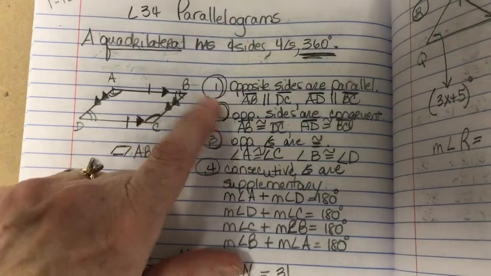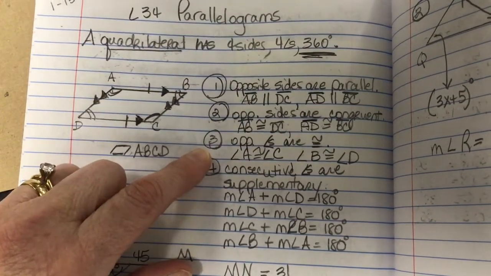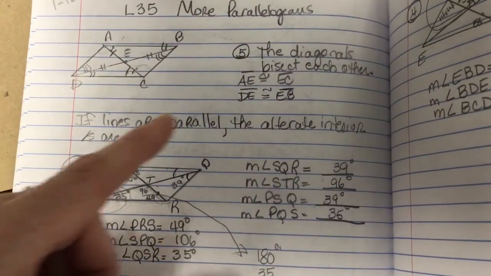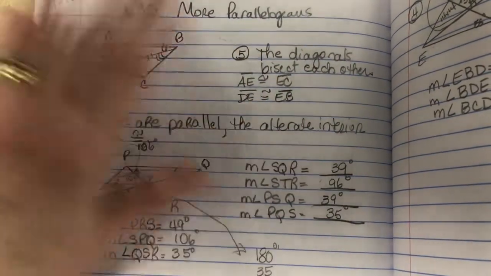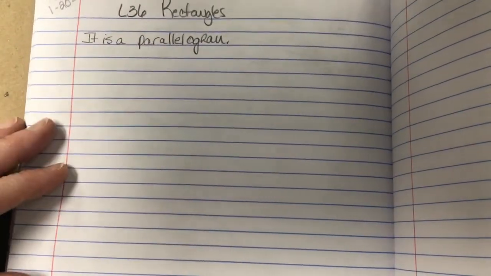Here we go. Opposite sides are parallel. Opposite sides are congruent. Opposite angles are congruent. Consecutive angles are supplementary. And diagonals bisect each other. So all of those are true. And if you have a true rectangle picture, it helps too.